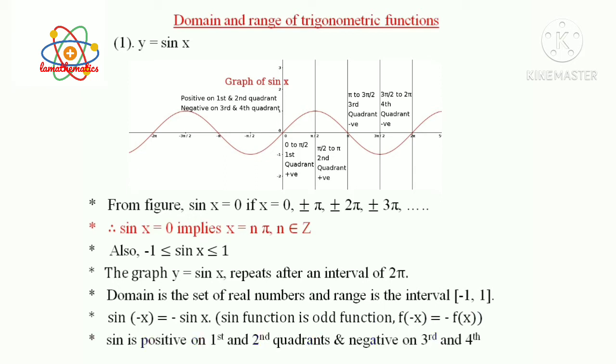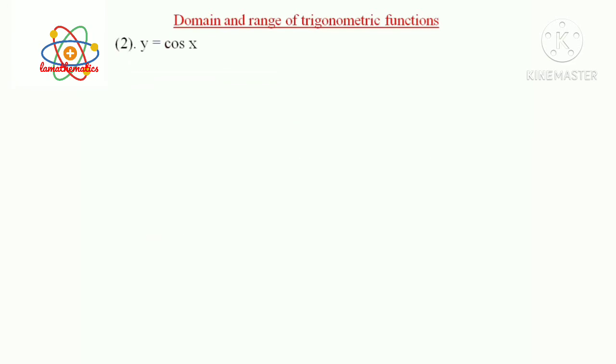Sine is positive on the first and second quadrants and negative on the third and fourth quadrants. That is, the graph of the sine function is above the x-axis on the first and second quadrants and below the x-axis on the third and fourth quadrants.